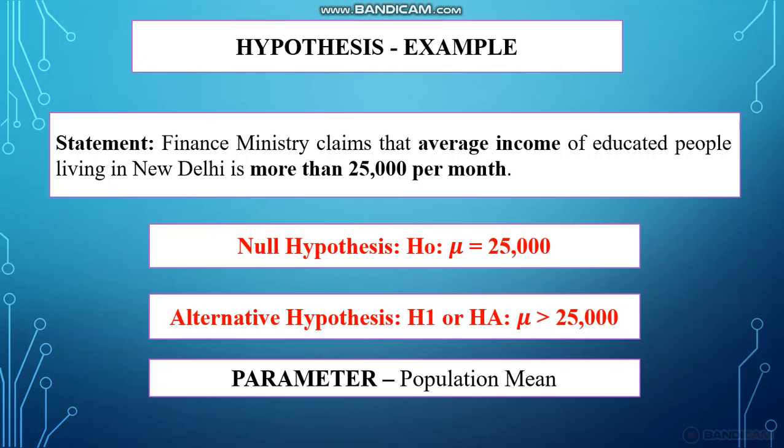Similarly, in this example they give the alternate hypothesis: mu greater than 25,000. The null hypothesis, the hypothesis of no difference, is mu equal to 25,000. So based on the given problem we have to decide the null hypothesis and the alternate hypothesis.